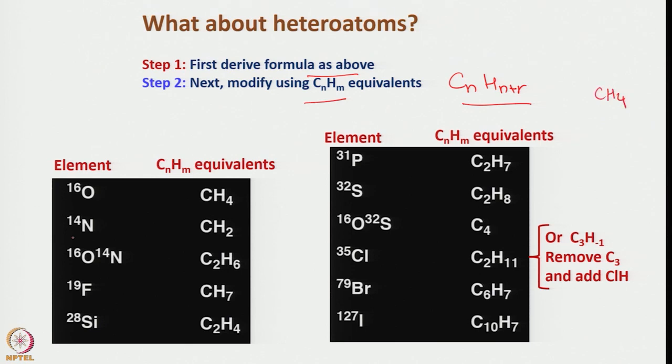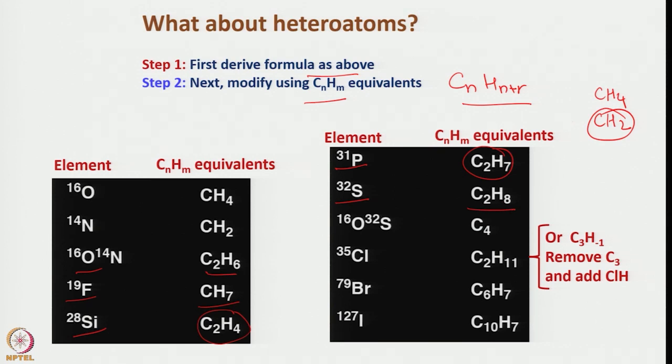Next, if you have nitrogen, atomic weight 14, you have to eliminate CH2 to add nitrogen, or subtract 14 to add nitrogen. And if you have both O and N, then we have to go for C2H6, we have to remove C2H6. And if you have 19F, 19 is 12 plus 7, we have to take away CH7 to replace 19F. And for 28 silicon, we have to take out C2H4, 24 plus 4, 28. And then 31P, we have to take out C2H7. And then 32S, we have to take out C2H8.